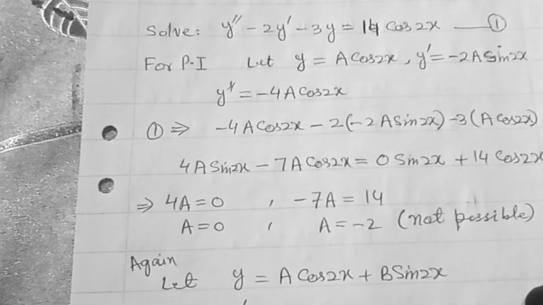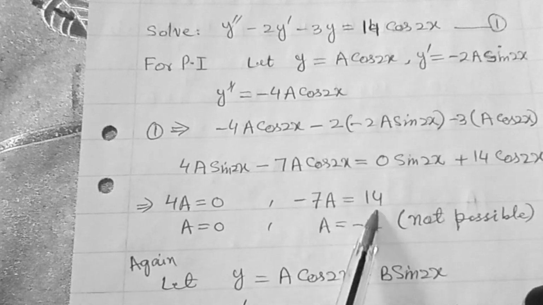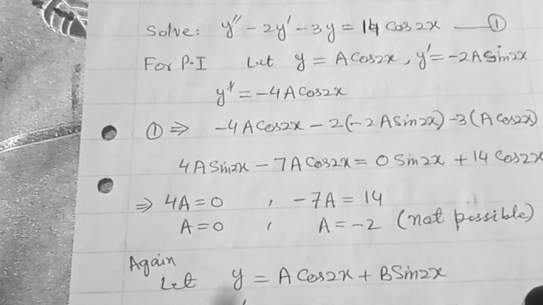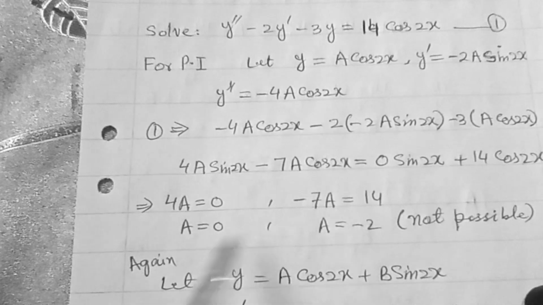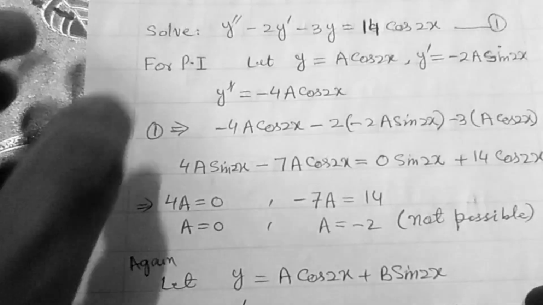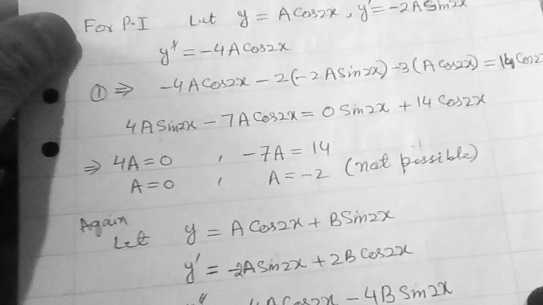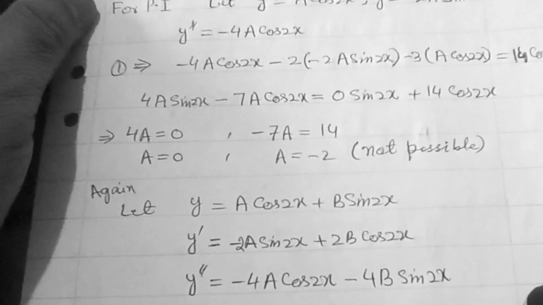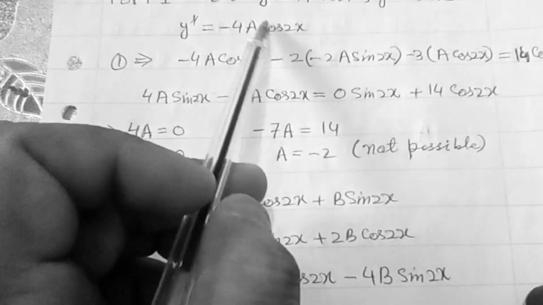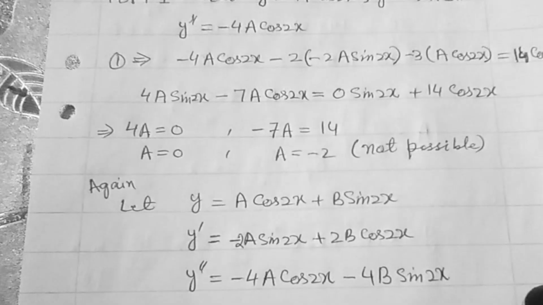Equating the coefficients of sine and cos from both sides, we get 4a is equal to 0, a is equal to 0, and minus 7a is equal to 14, a is equal to minus 2. Is it possible that we can get two different values from a single equation? So this is not possible. So what we have to do for further solution is change our choice, because first we chose y is equal to a cos 2x.